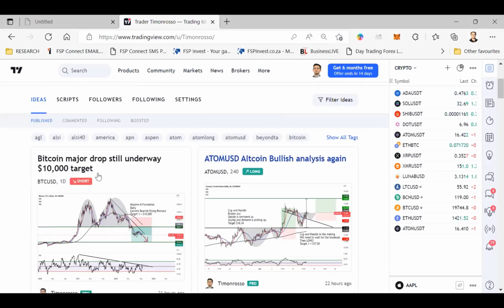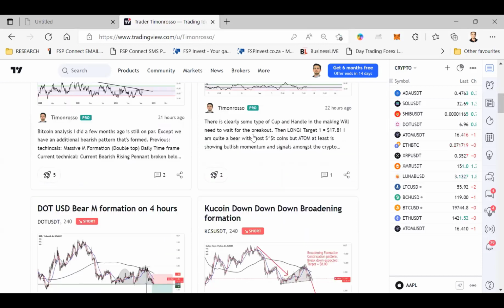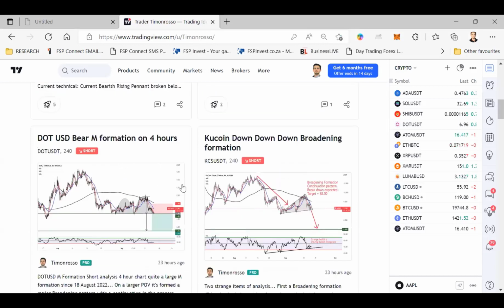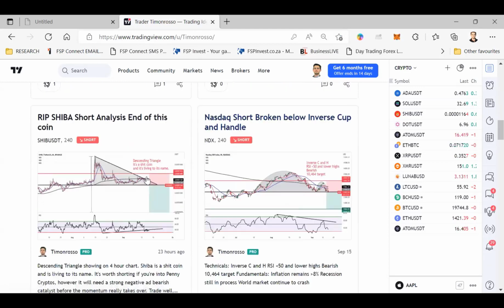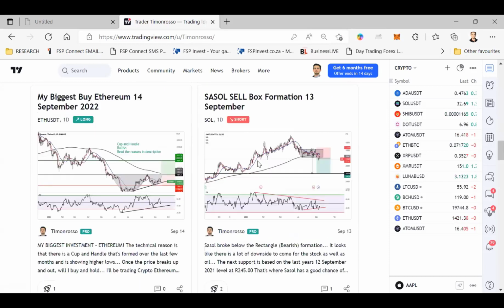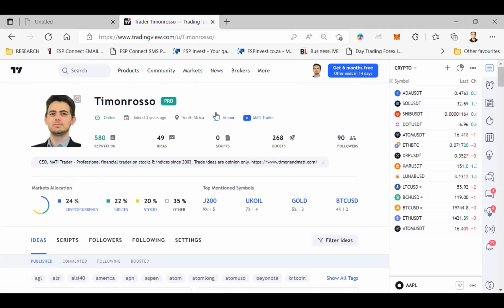You can see I did a whole bunch of analysis yesterday. I did a Bitcoin, Atom, Dot. I did an altcoin because everybody was feeling sensitive since the Ethereum merge. Dot, Qcoin, NASDAQ, rest in peace, Shiba, Ethereum, Sasol. So yeah, if you want to follow these analysis, you can.